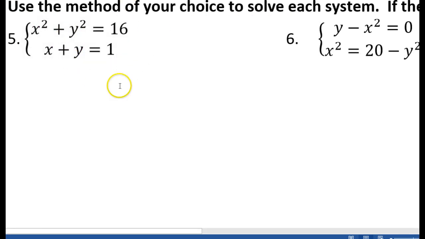Alright, let's try number 5. We can use the method of our choice this time. Last time we used the elimination method.